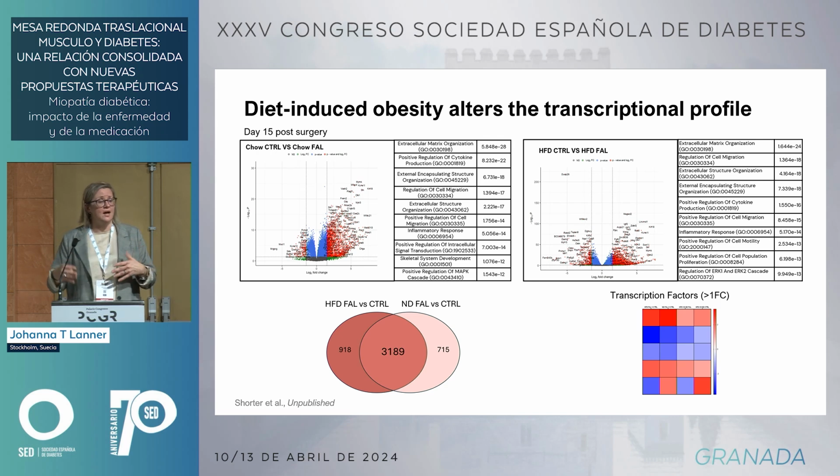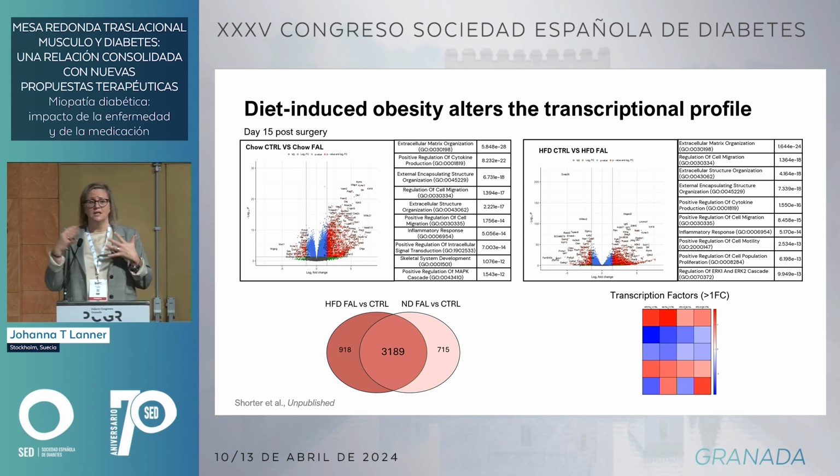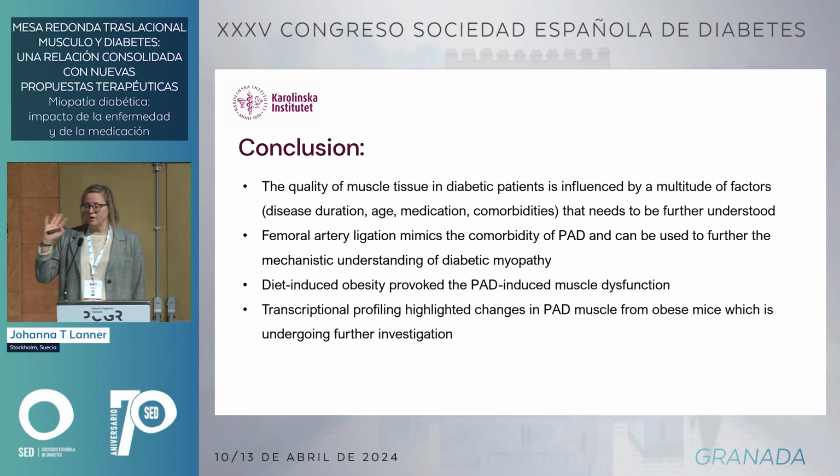And I think this is the way we can improve our understanding of what this diabetic myopathy is about, especially when it comes to this severe impact of occlusion of the arteries. So with that, I just want to say that the quality of muscle tissue in diabetic patients is definitely influenced by multifactorial factors that we need to further understand, but the disease relation, age, medication, and comorbidities are definitely impacting this.